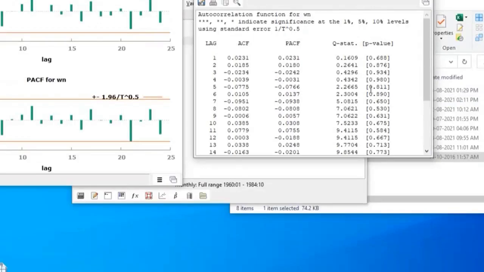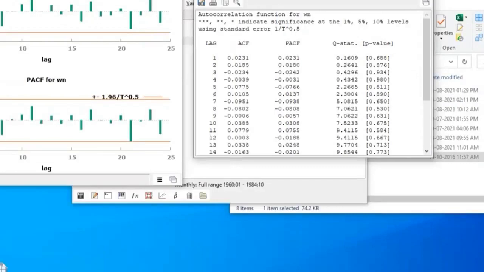So the null hypothesis is that the autocorrelation coefficient is equal to 0. Here the p-value is 0.688. We do not reject that null hypothesis. That means the autocorrelation coefficient is 0. This one is statistically 0.